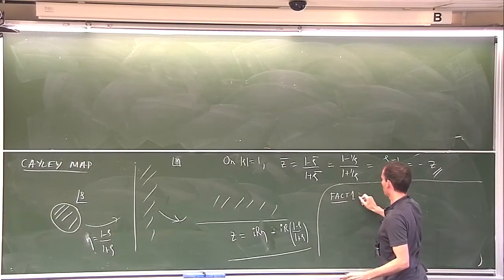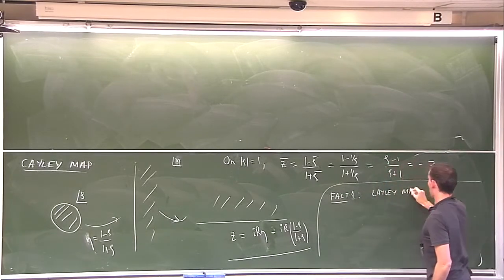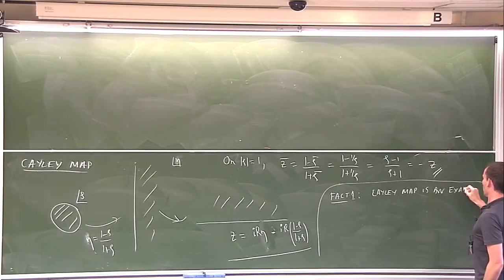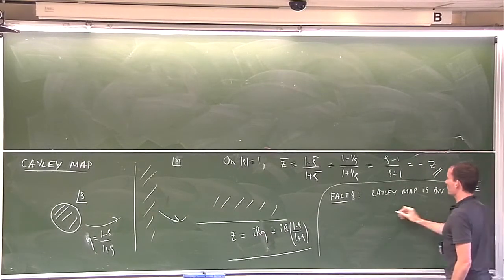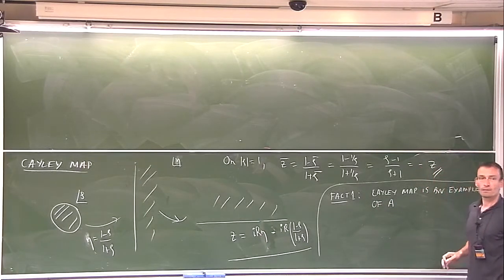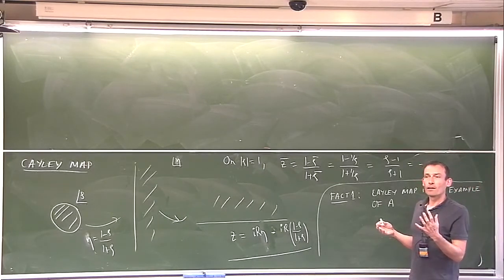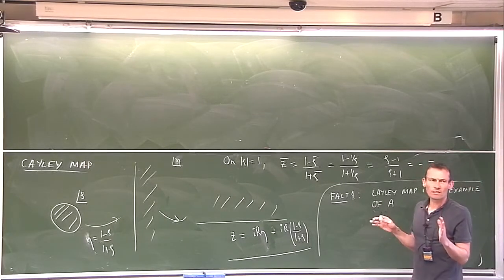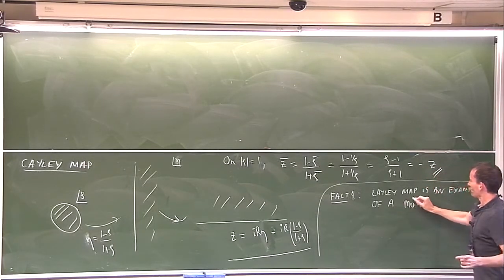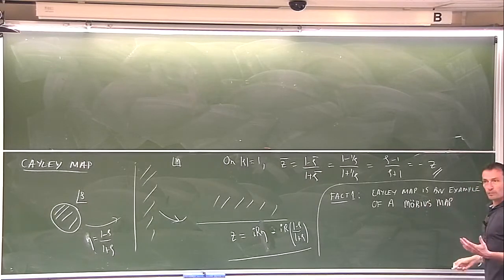Fact 1. The Cayley map is an example of a more general class of maps. Anybody know what it's a special case of? There's lots of names for these. It's a special example of a Mobius map.